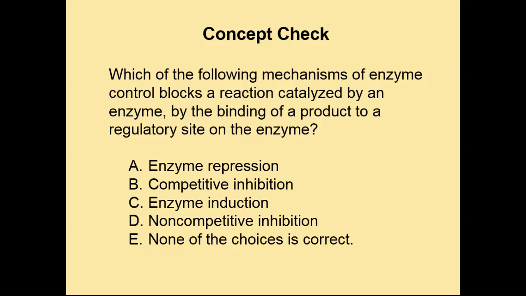So, let's pause for a moment and have a concept check. Which of the following mechanisms of enzyme control blocks a reaction that's been catalyzed by an enzyme by the binding of a product to the regulatory site? So the key term here is binding to the regulatory site of the enzyme. Is that enzyme repression, competitive inhibition, enzyme inhibition, non-competitive inhibition, or E, none of these choices is correct? Pause the video and flip back in your PowerPoint, check your textbook, or rewind the video to find the answer.